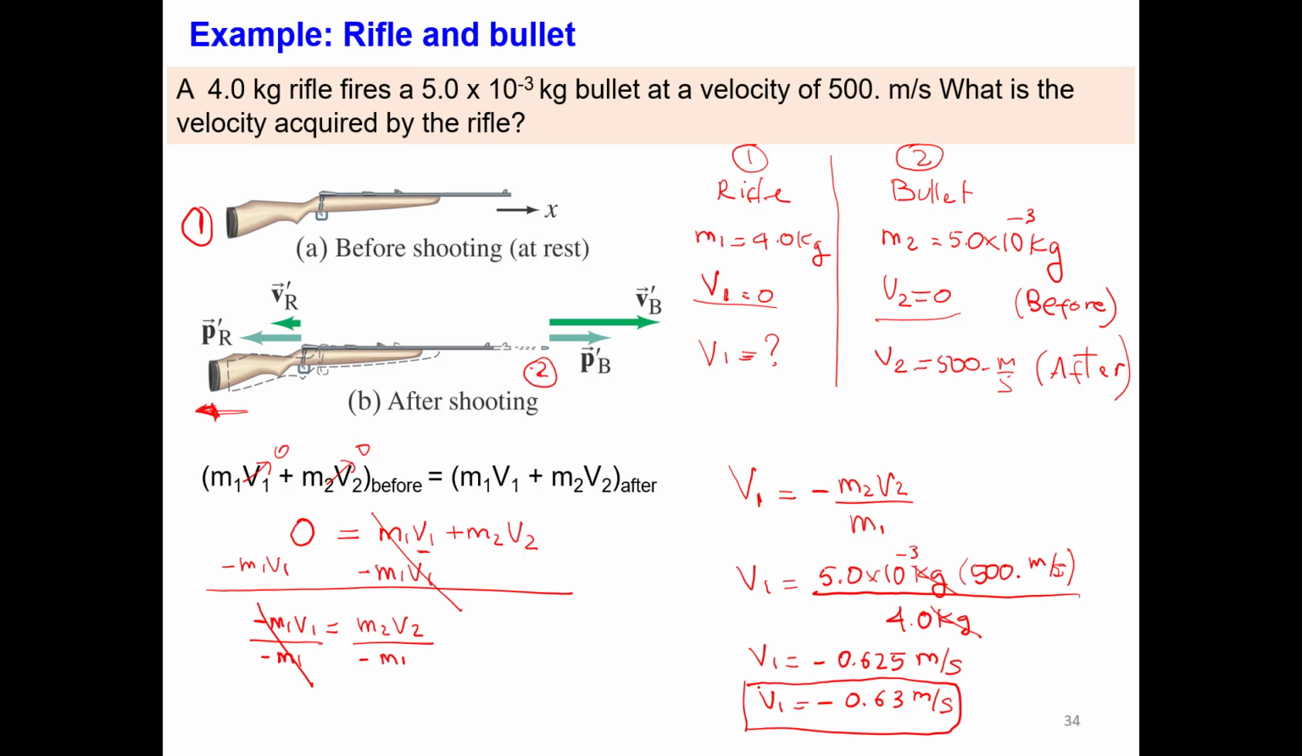Remember, this negative indicates the direction of the velocity, and it's a small velocity. Yes, because when it's the recoil velocity you move slowly back. Yes, this is why that velocity is small. It's negative 0.63.